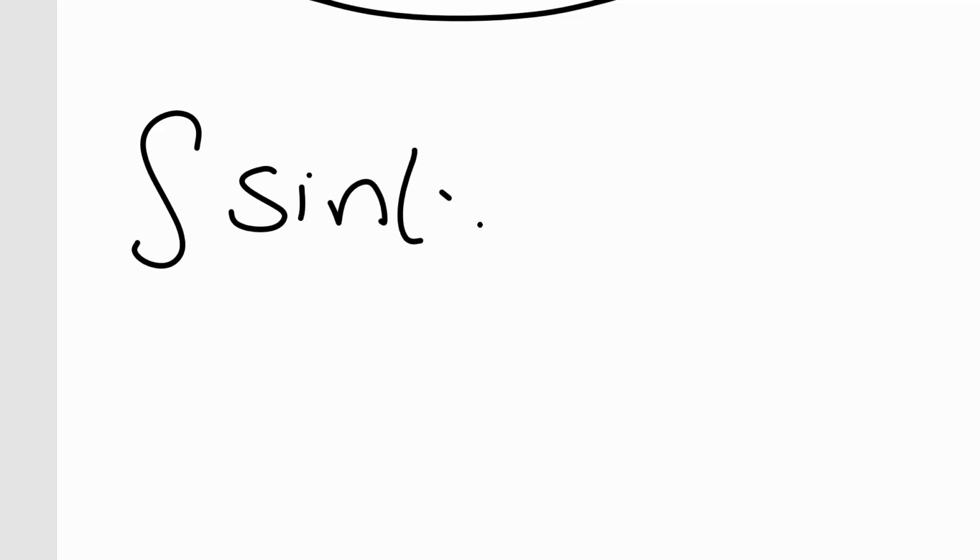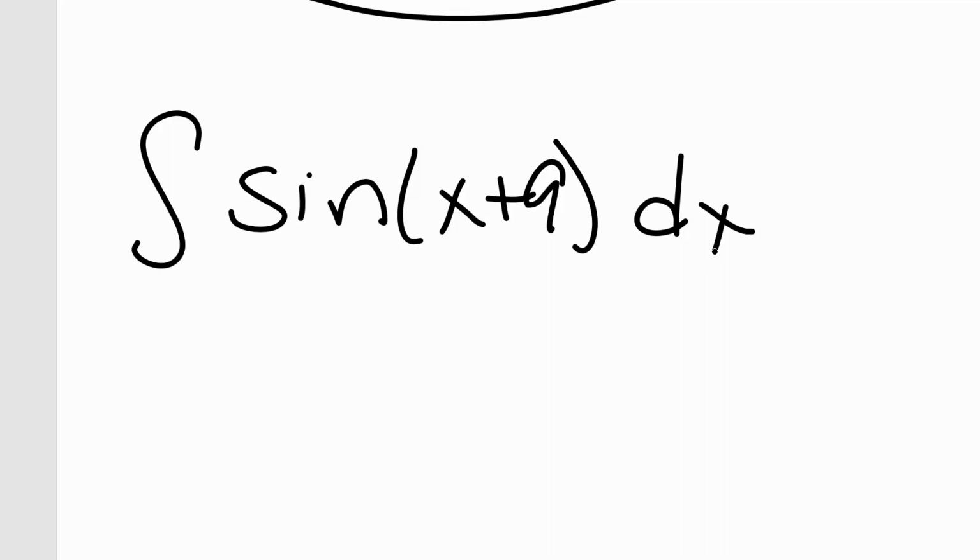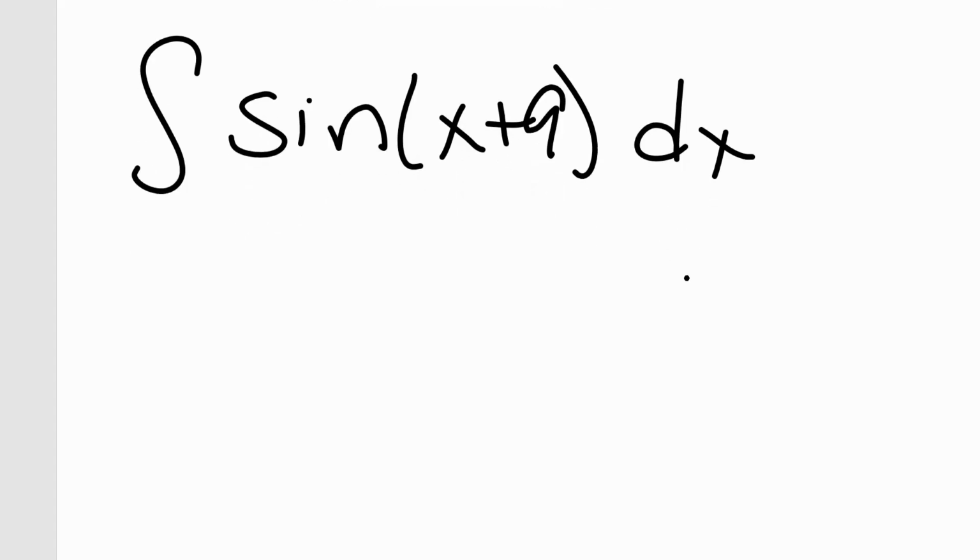All right, so let's do the integral of the sine of x plus 9 dx. This is not one of our basic trig functions, so we're going to go ahead and use u substitution for it. If our angle is not just x, we're going to choose u to be our angle. So x plus 9 is our u.